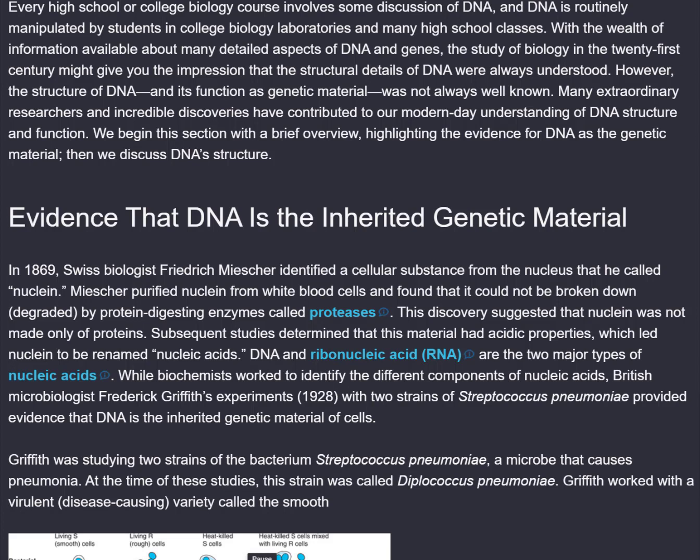However, the structure of DNA and its function as genetic material was not always well known. Many extraordinary researchers and incredible discoveries have contributed to our modern-day understanding of DNA structure and function. We begin this section with a brief overview, highlighting the evidence for DNA as the genetic material, then we discuss DNA's structure.